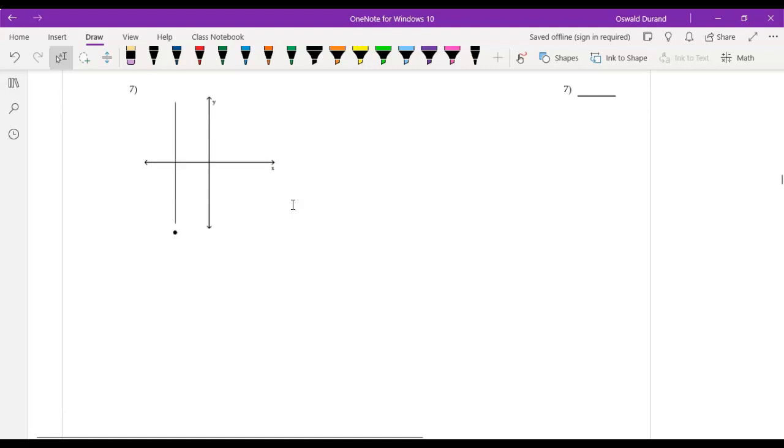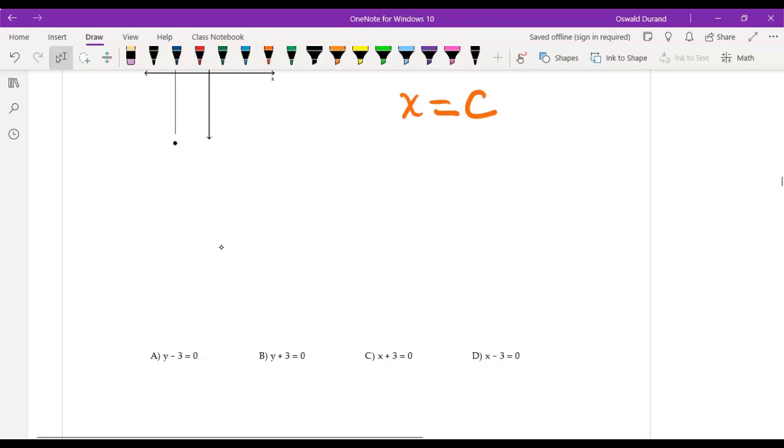And then here, you guessed it, right? A vertical line would be represented by x equal to c, because it's vertical, x equal to c. So we know it's not going to be y minus 3 equal to 0, or y plus 3 equal to 0. It better be x equal to what? Is it going to be a negative number or a positive number?